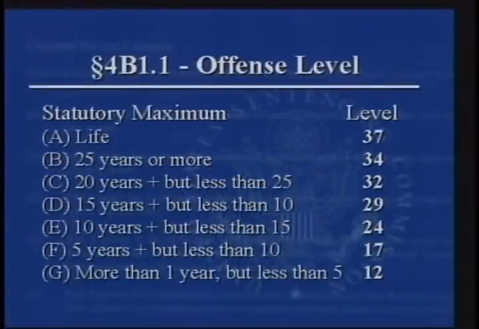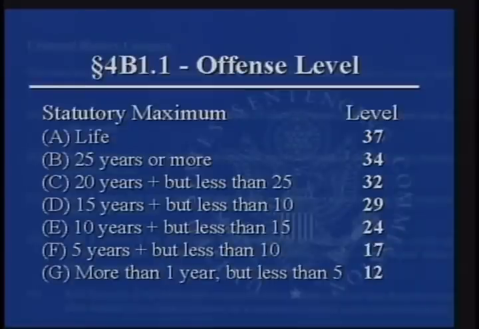As you can see there, there's a list of years, and what we're looking at here is the maximum sentence allowed by law for the instant offense. So in the first case, if the offense of conviction carries up to life imprisonment, the new offense level under a career offender would be a level 37. And as you move down the table, you can see that as the statutory maximum decreases, the offense level also decreases, down to level 12 if you have more than 1 year but less than five.